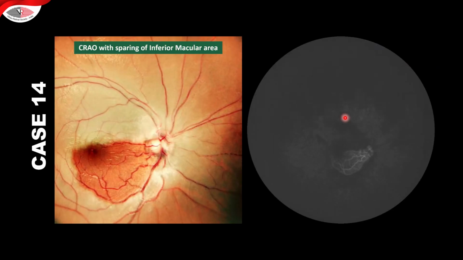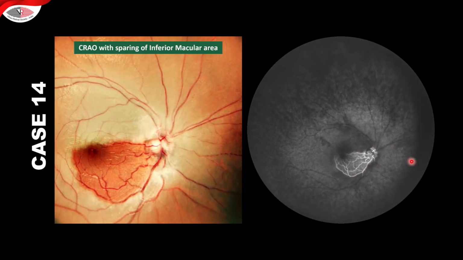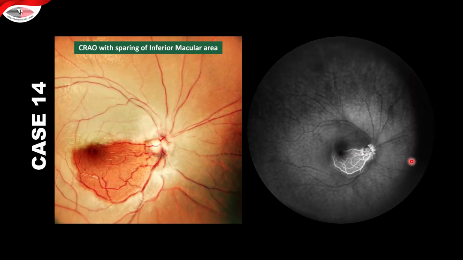CRAO with a sparing of the inferior macular area that you see as a perfusion. Look at the angiogram in the whole fundus. This is the only area which is perfusing. So starkly the angiogram picks up and guides you about the perfusion.